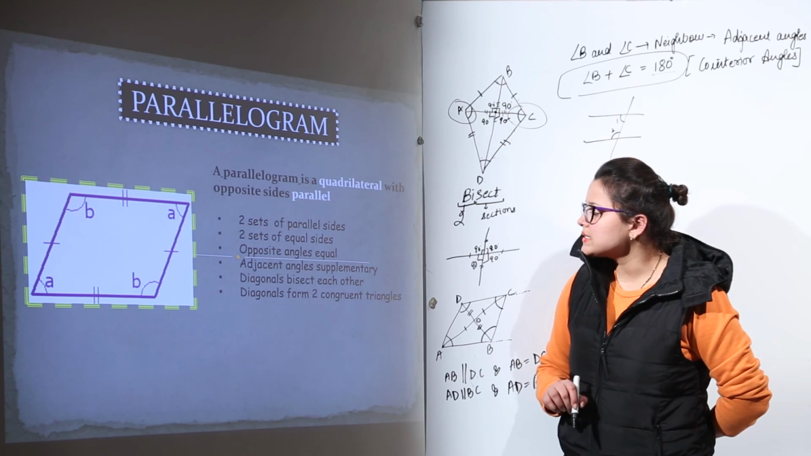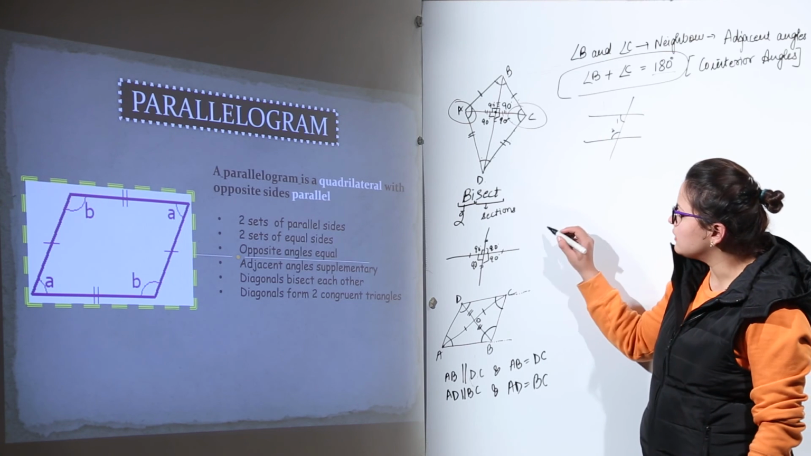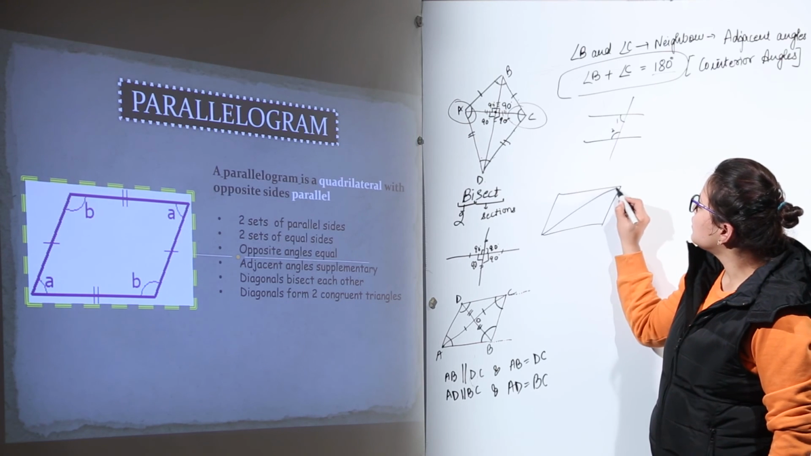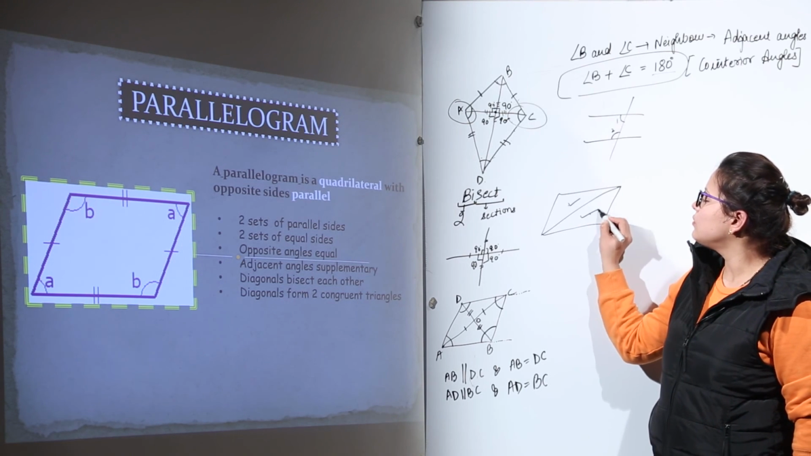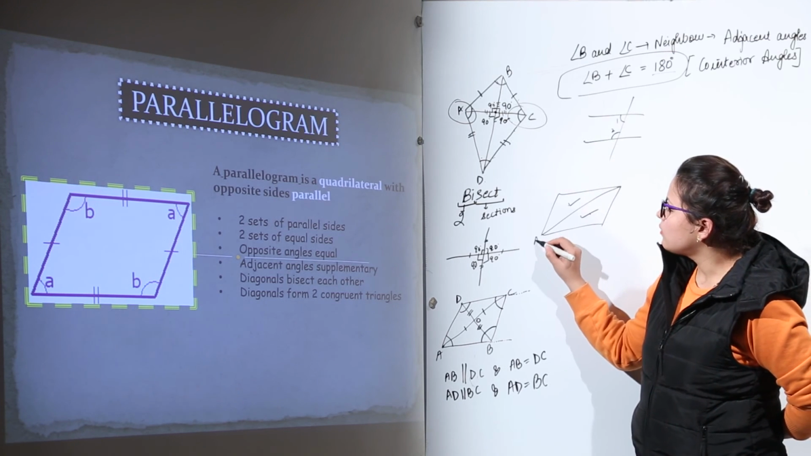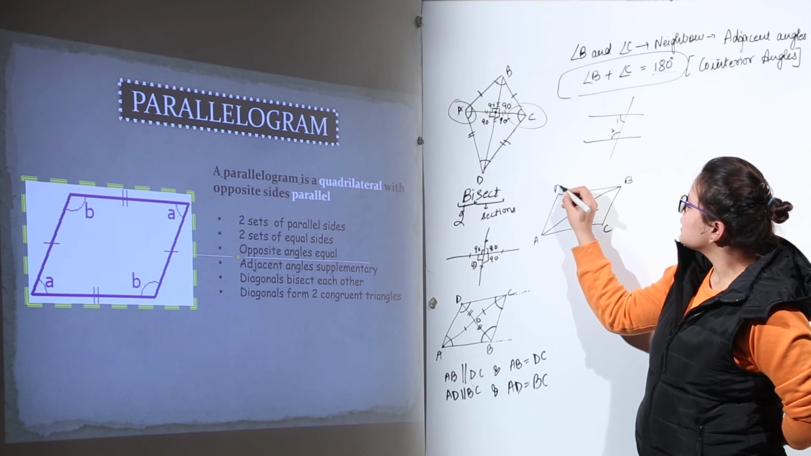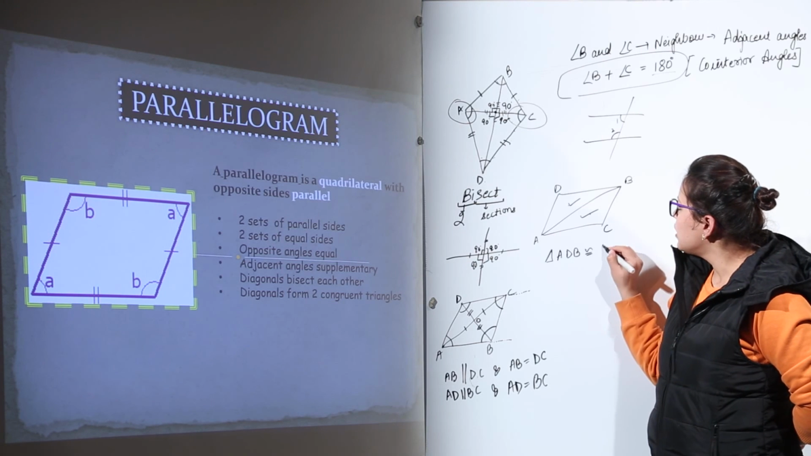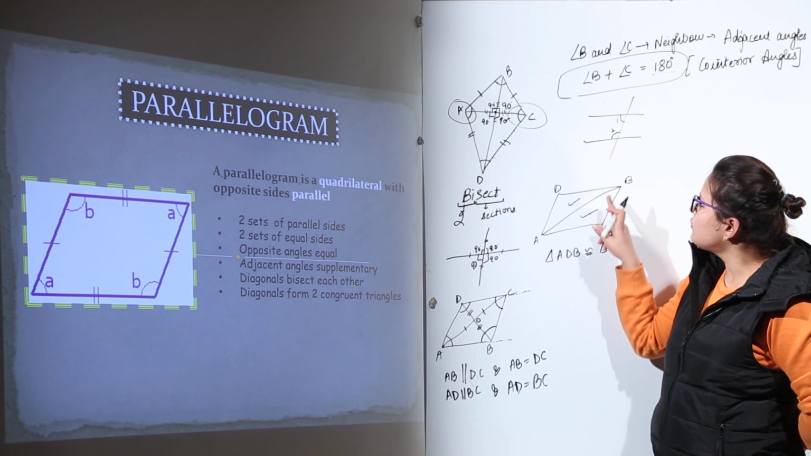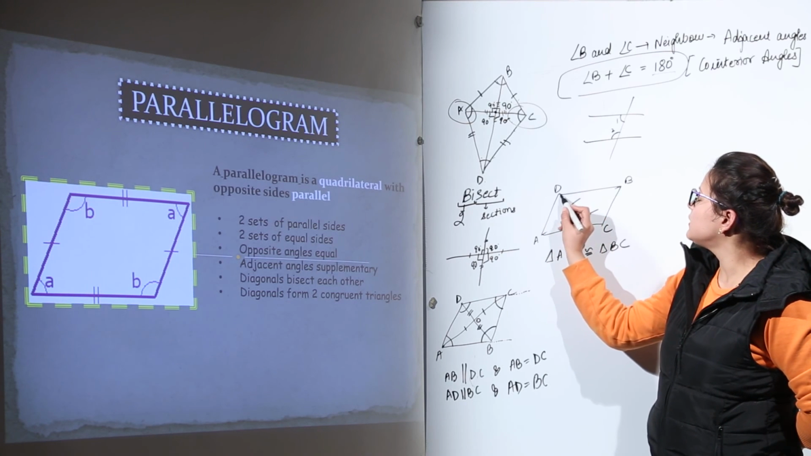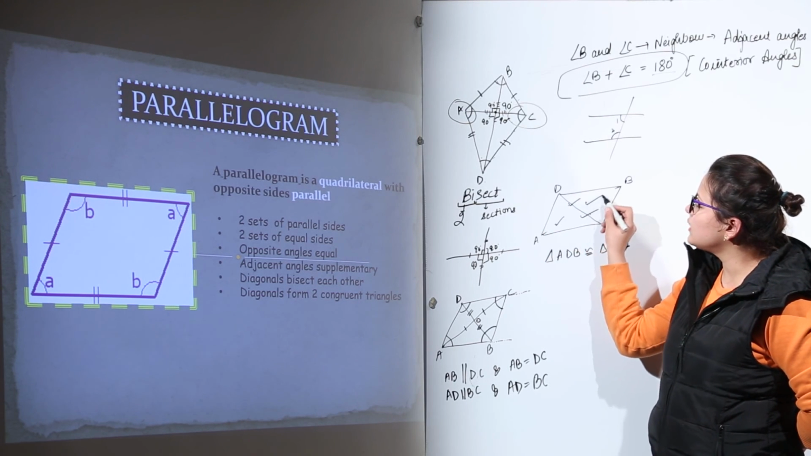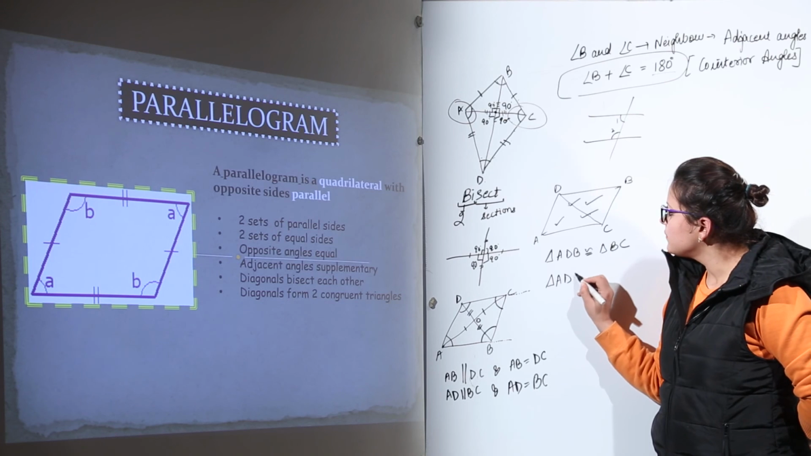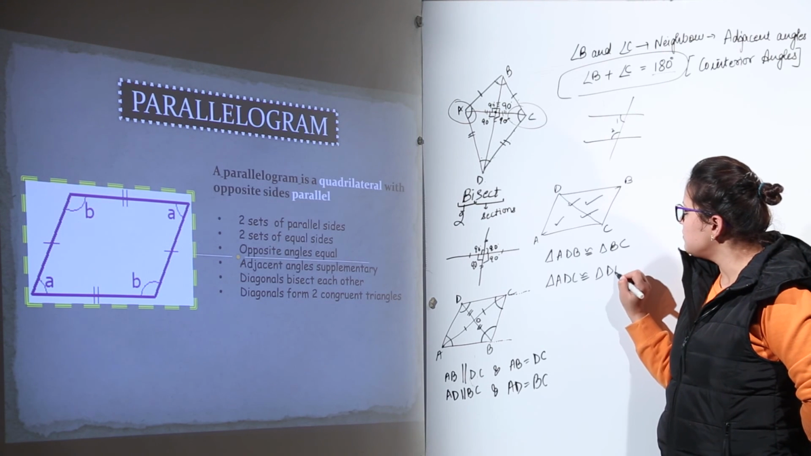Understood? The last one says that diagonals form two congruent triangles. If I take this parallelogram and make a diagonal, this diagonal divides the quadrilateral into two congruent triangles. What do you mean by congruent triangles? Triangle ADB is congruent to triangle CBD. If I remove this diagonal and make the other diagonal, then also the quadrilateral is divided into two congruent triangles, that would be triangle ADC congruent to triangle BCD.